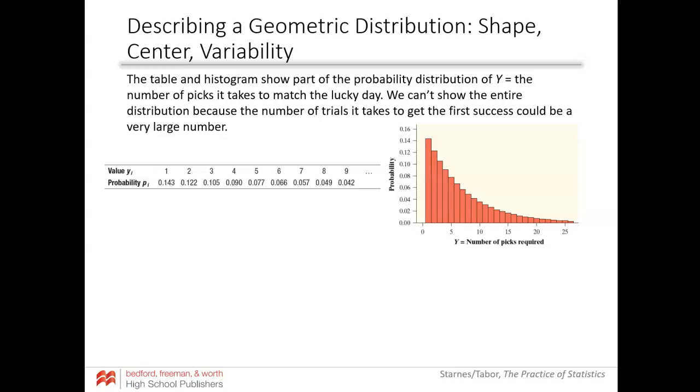Part of the probability distribution for the number of picks it takes to match the lucky day. We can't show the entire distribution because the number of trials it takes to get the first success could be a very large number. Now, I didn't look at his lucky day distribution very much.